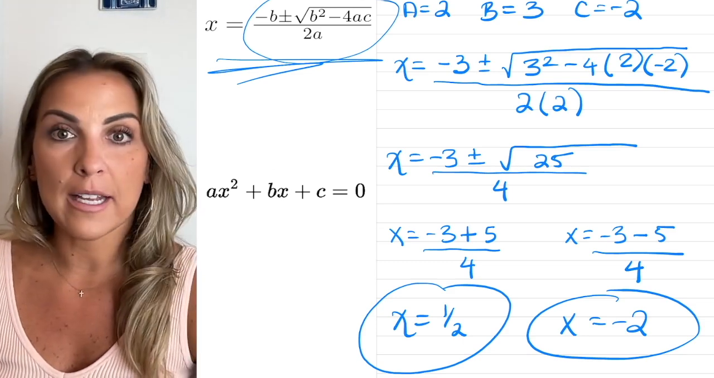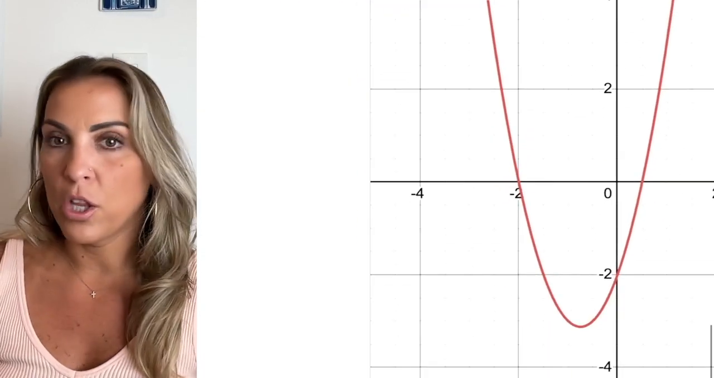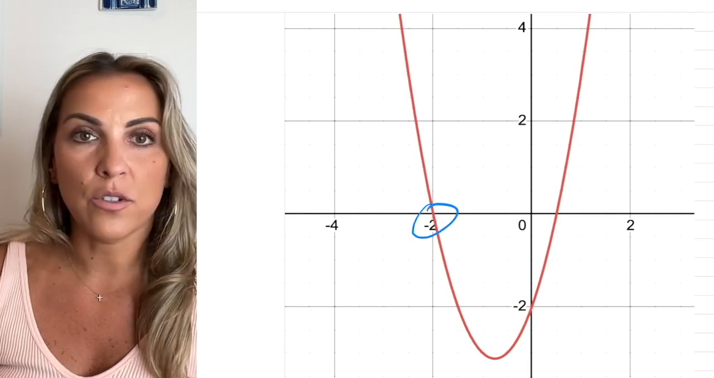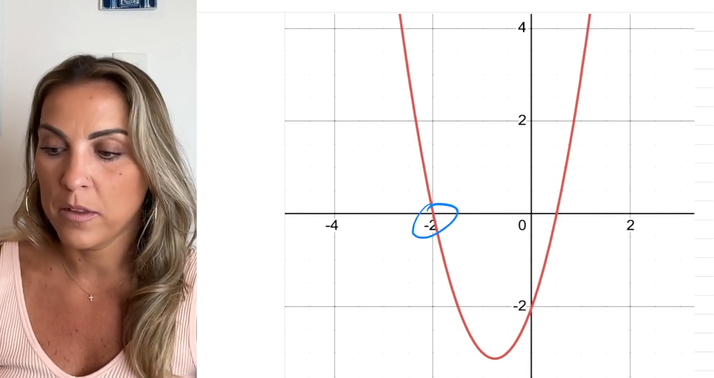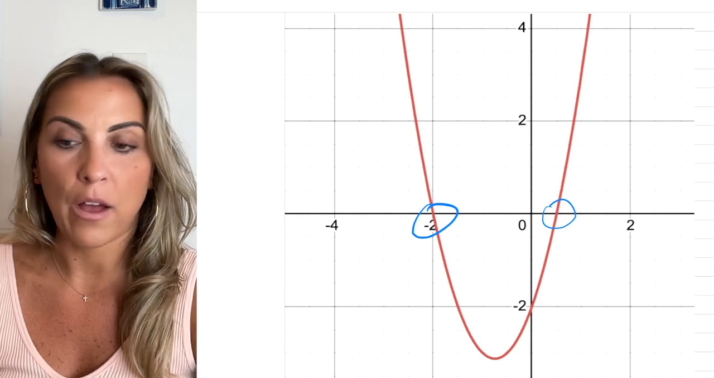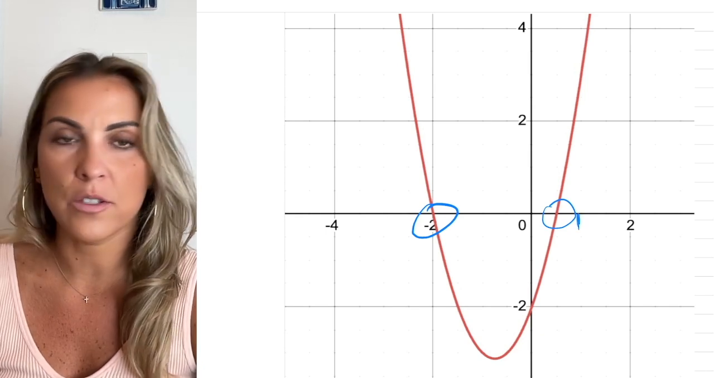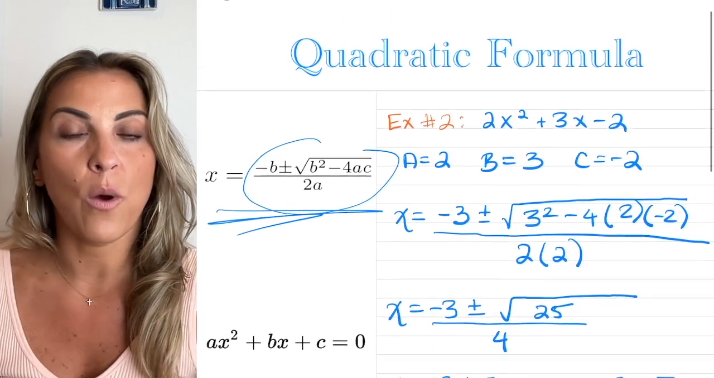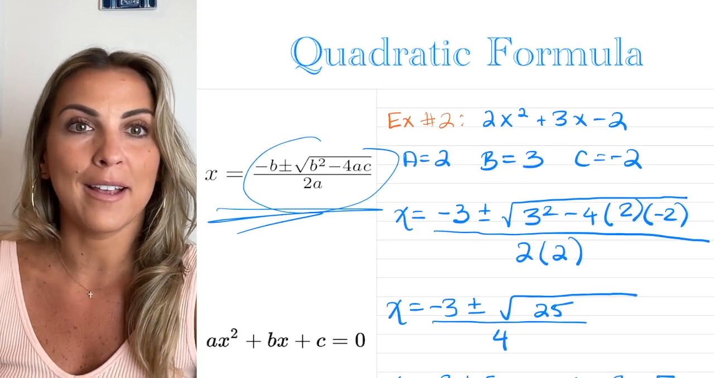Now, again, if we connect it to graphing, down below I have the graph of this, and you'll notice that it intersects the x-axis at -2 and 1/2, right? There's 1 right there, so there is 1/2. Okay, and that is how you use the quadratic formula to solve quadratic equations.